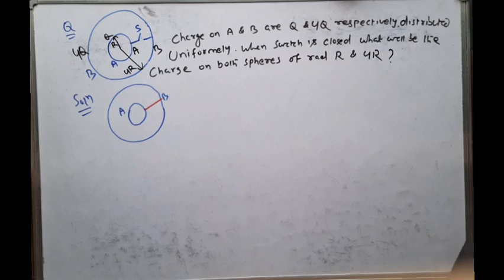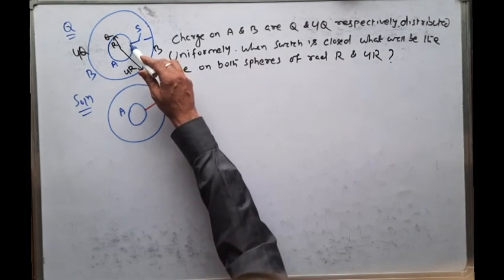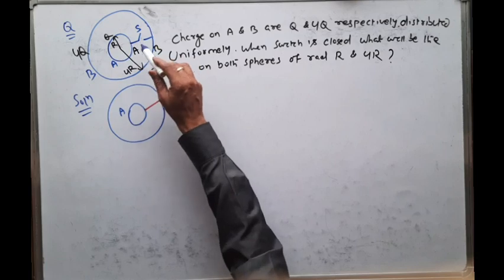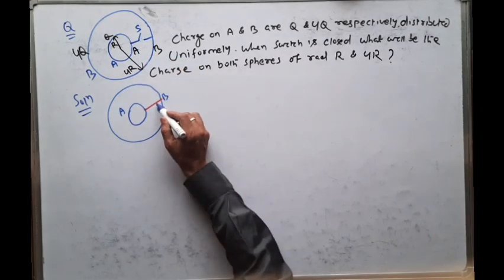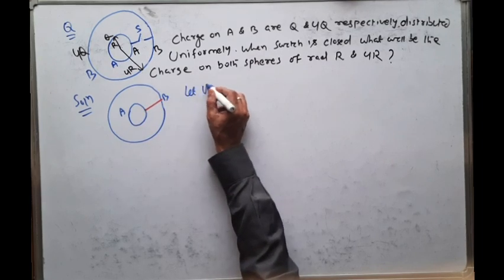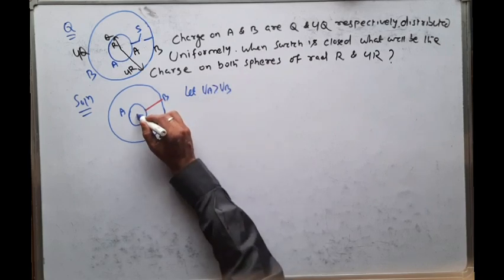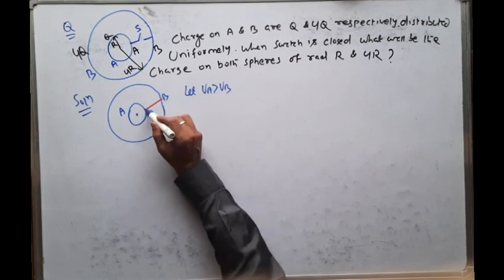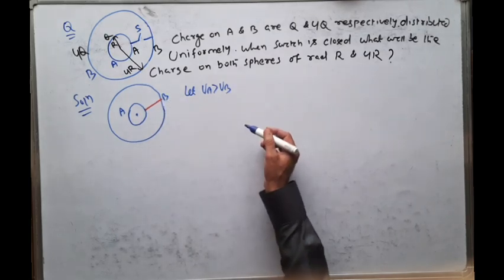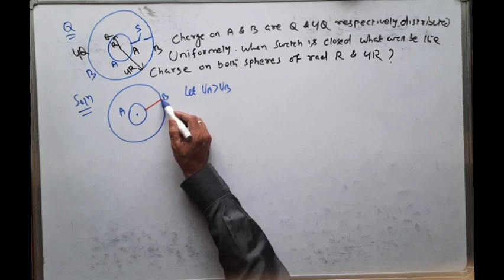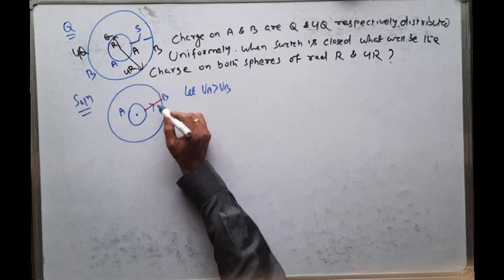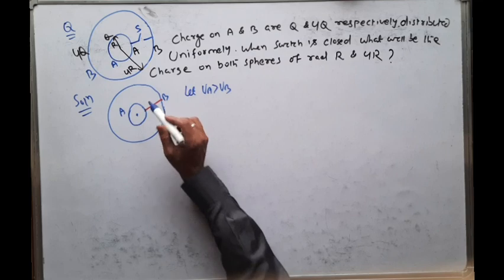Initially at A there is some potential, at B there is some potential. There will be no flow of charge because the switch is open. But when the switch is closed, some charge will flow from A to B, assuming potential at A is greater than potential at B, because at A the radius is less, at B the radius is more. The charge will flow from higher potential to lower potential till the potential becomes equal for both surfaces.